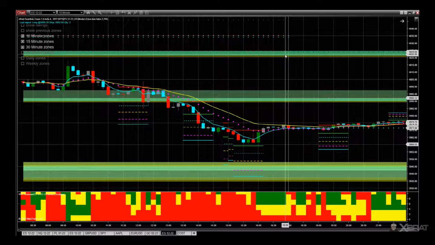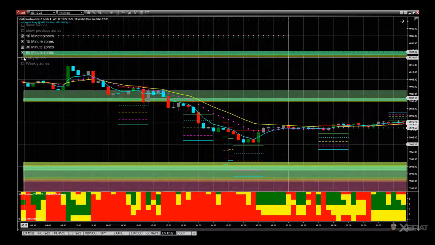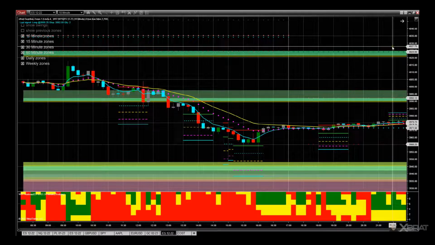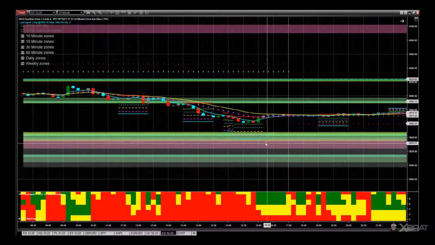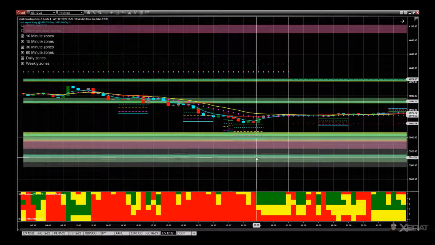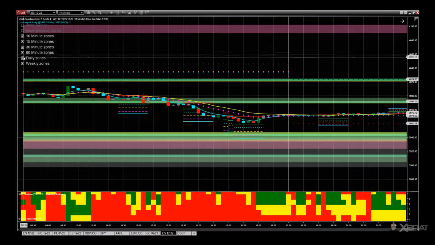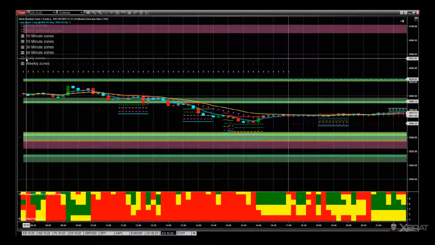And not only that, on the 10-minute chart here, you can go all the way up to weekly zones as well. So I can put the 60-minute zones in, the daily zones, and even the weekly zones. So we would say that this is a really strong support area here, because we've got the 10, the 15, the 30, the 60, and the daily. If I just unclick the daily here, you'll see the grey disappear.